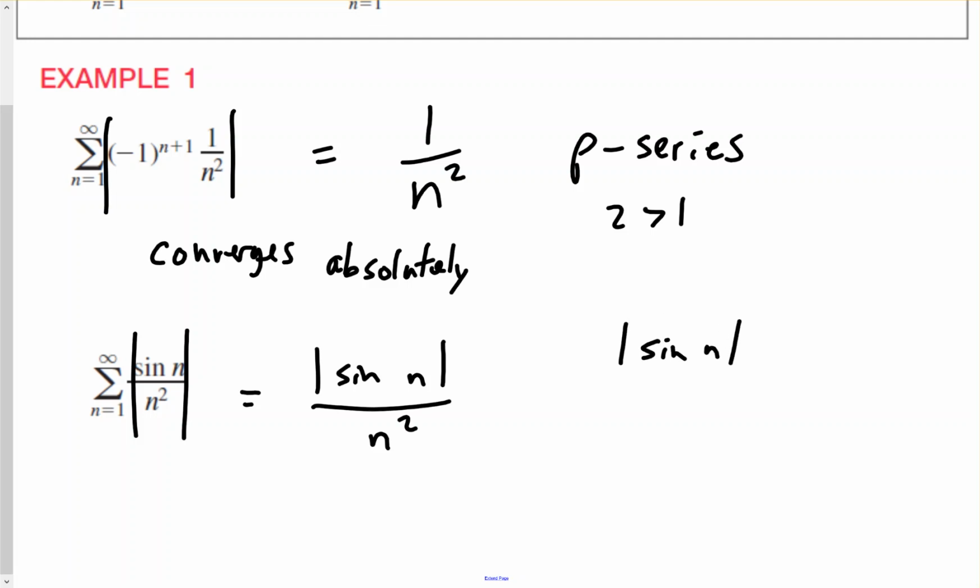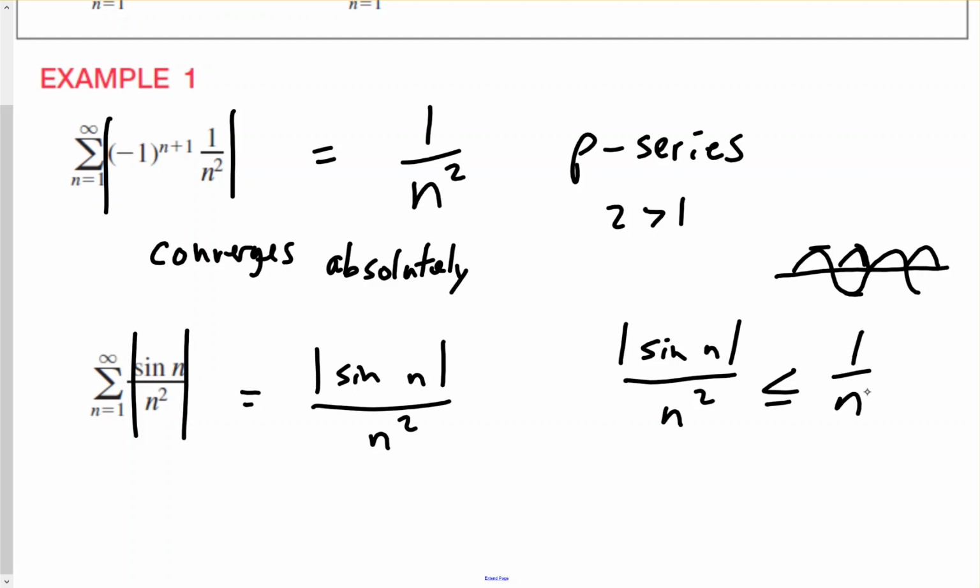Sine fluctuates between 1 and -1, right? The sine curve fluctuates between 1 and -1. When we take the absolute value of it, then we get everything between 0 and 1, basically. Okay, so this is going to be less than or equal to 1 over n squared. And we know that 1 over n squared converges, right? It's a p-series. So therefore we would say the original series, without the absolute value, converges. And it converges absolutely.